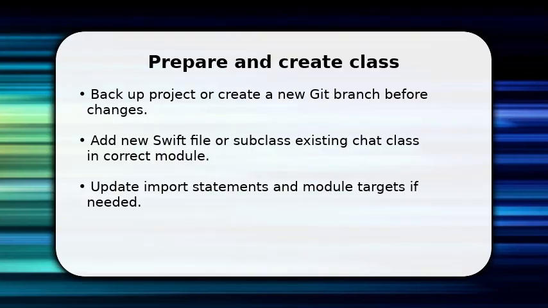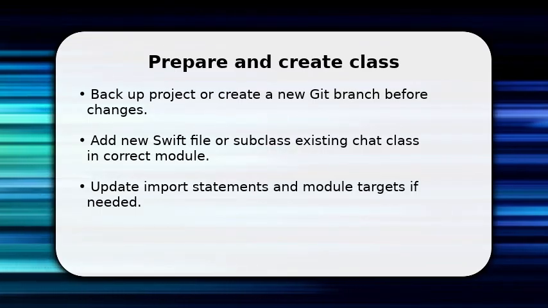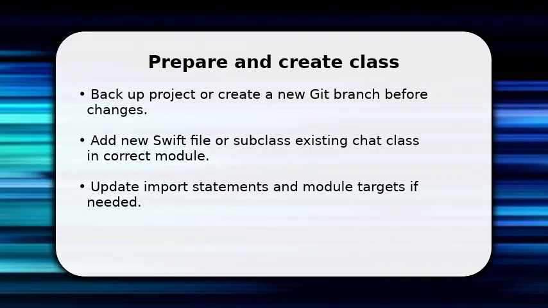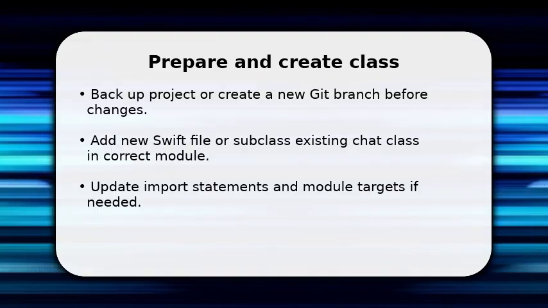You start by protecting work. Create a branch or backup, then open the Swift project. Next, add a new Swift file or subclass the existing chat class so you can swap behavior. Make sure the file target and import statements match the app module, and declare the new class public or internal as appropriate. Once done, search for current class references so you know where to replace them. This gets you from setup into the first practical change.